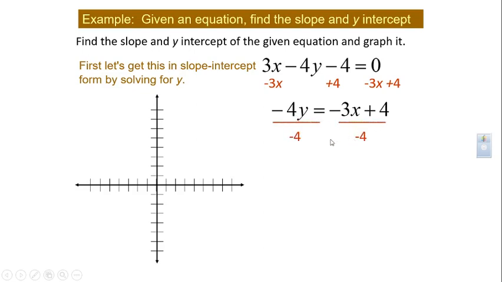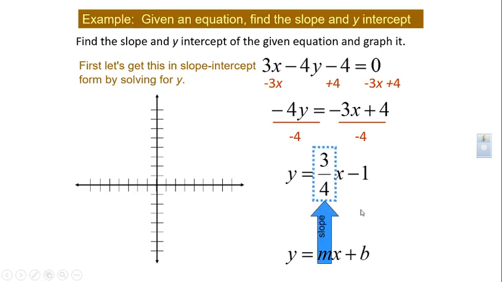Dividing both sides by -4 means I divide each term by -4. So -3x divided by -4 becomes +3/4 x, and 4 divided by -4 is -1. This tells me that the slope of this line is 3/4, and the y-intercept, where the line crosses the y-axis, is -1. That brings me to how I can sketch this graph.